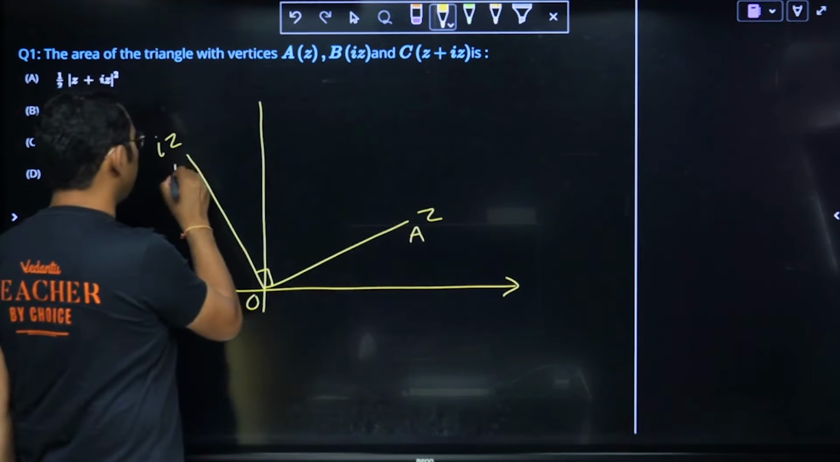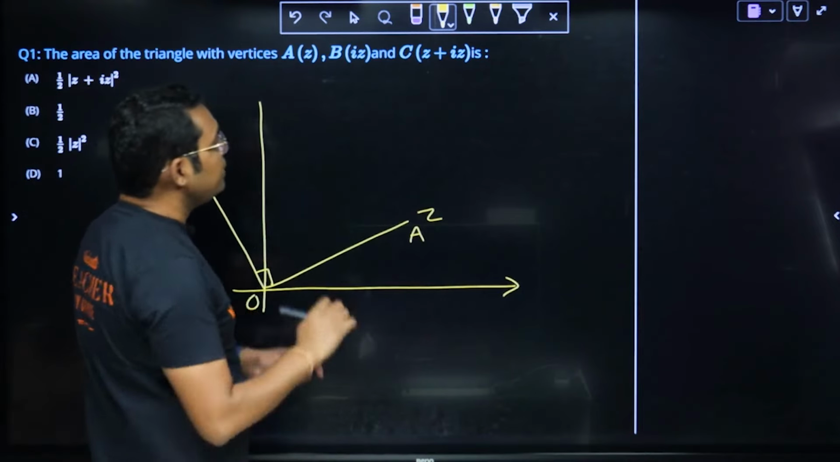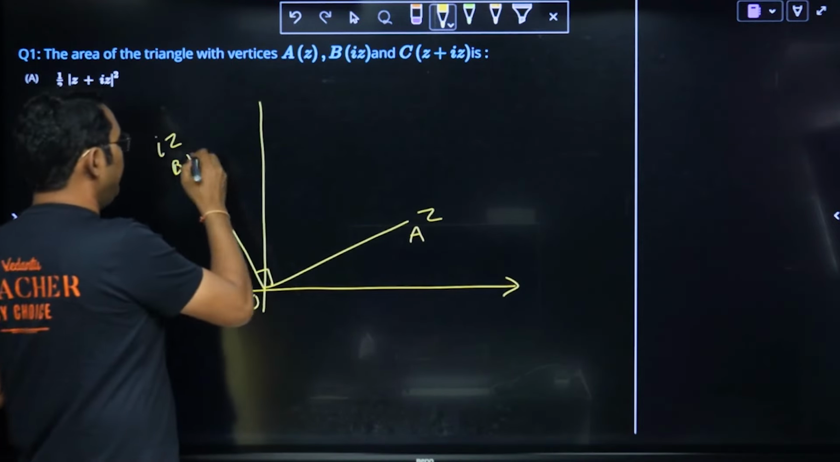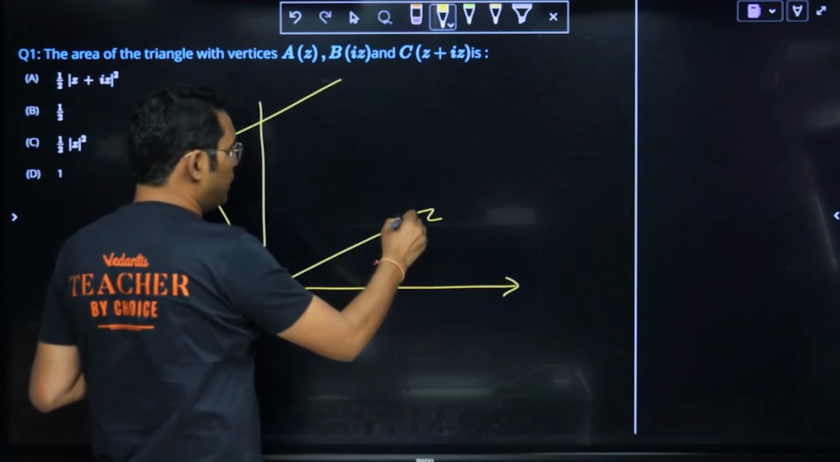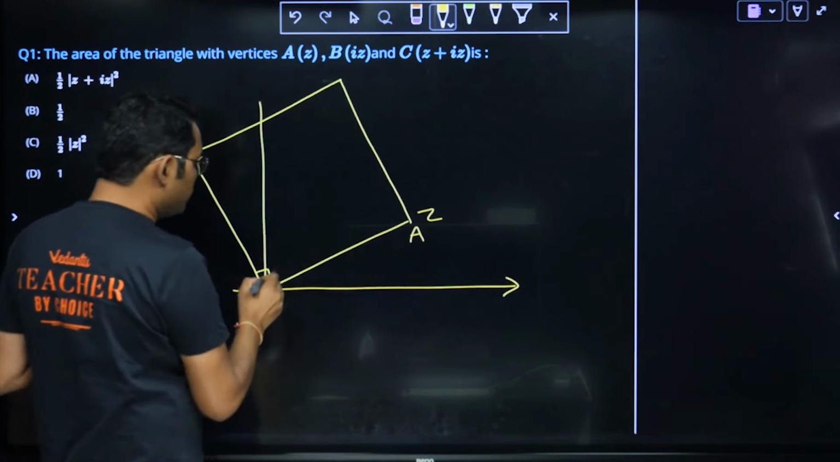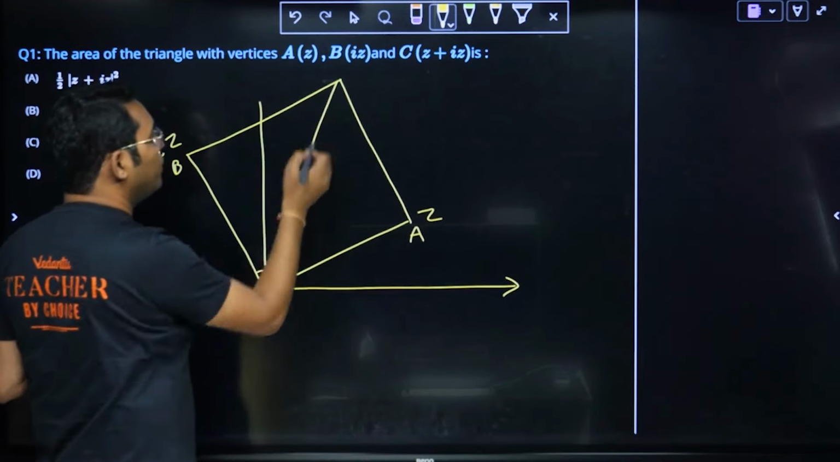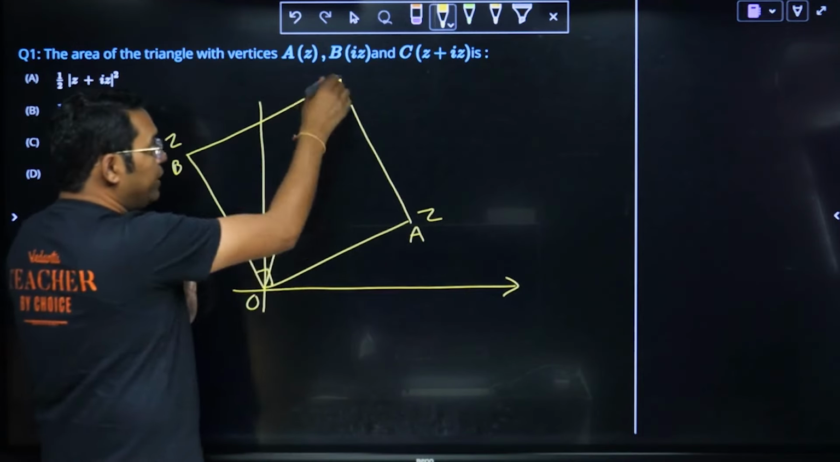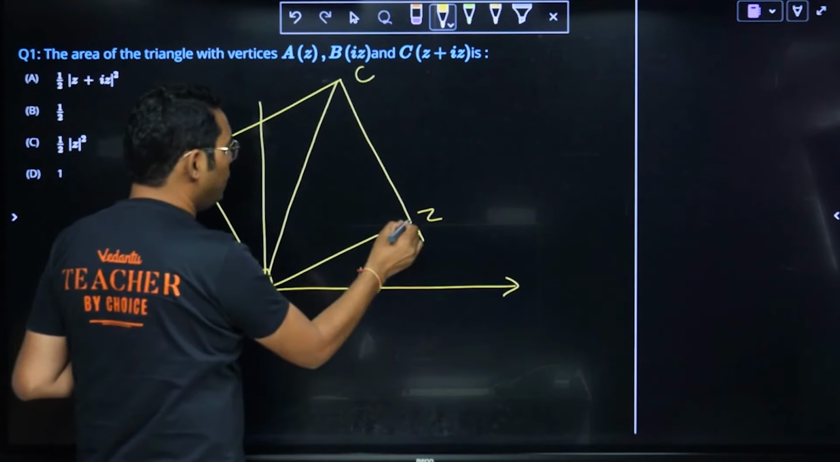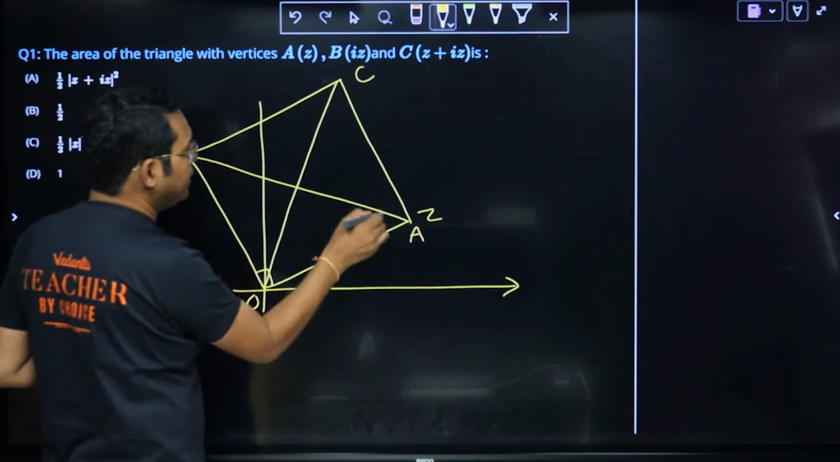This is A here, this is B here, and C is actually the sum of z and iota z. So if you complete a parallelogram here like this, then C has to be the resultant, or the vertex given by the diagonal of this parallelogram. So C will be here, and we are looking for the area of this triangle ABC.